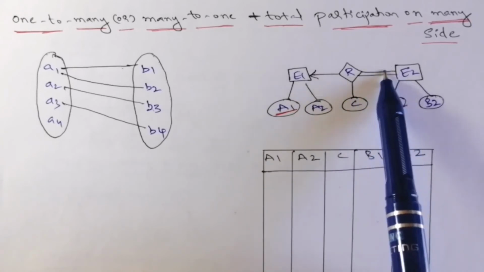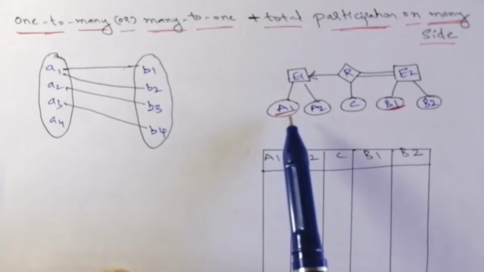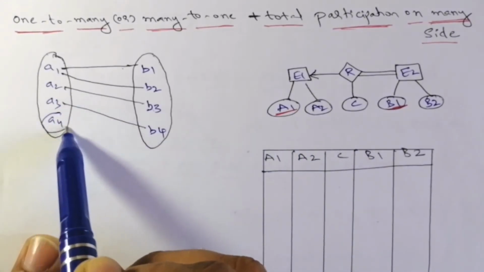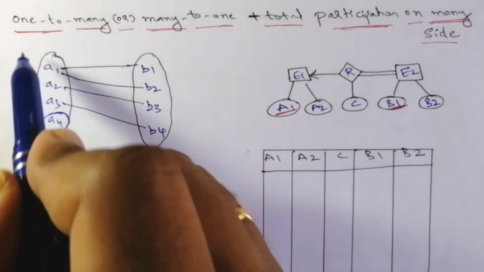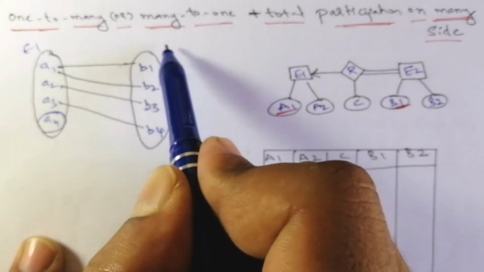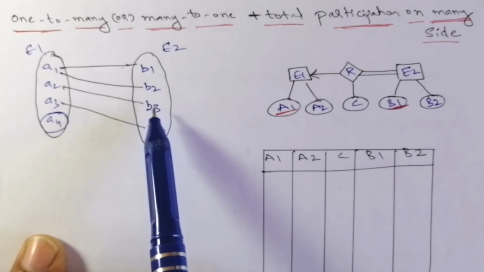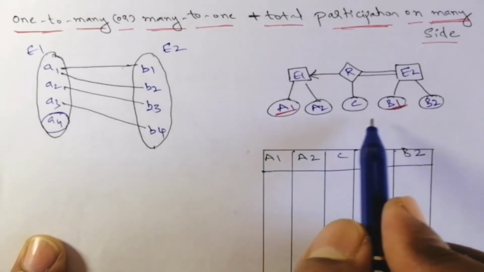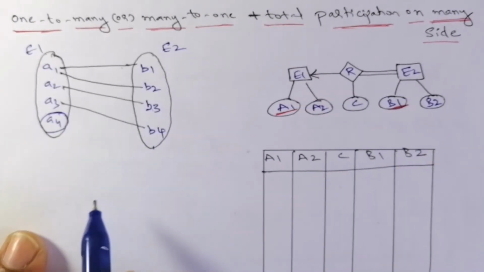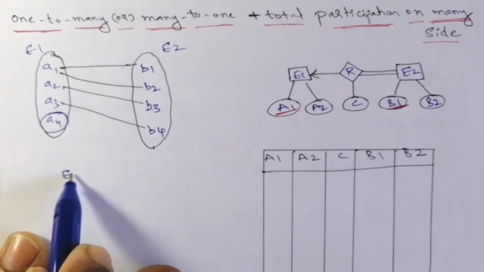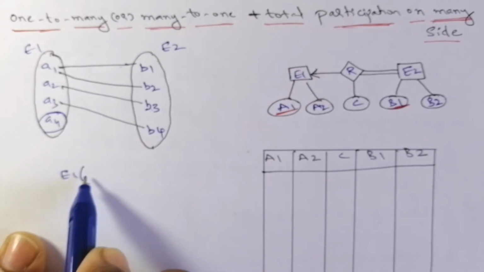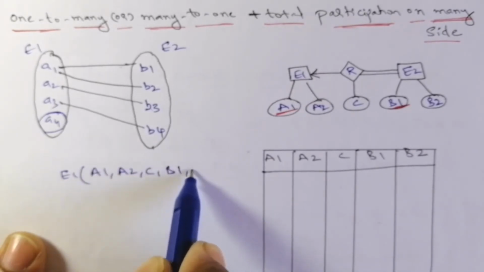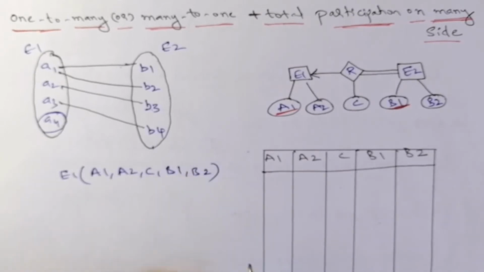For this, we have taken a case here. Total participation we don't have on the one side, so A4 is the idle one in this particular entity set E1, and this is E2. In E2 we have the total participation. So let us check this particular ER diagram for a single relation. If we combine everything completely into the name of E1, it is A1, A2, C, B1, B2. So let us check for its possibility.